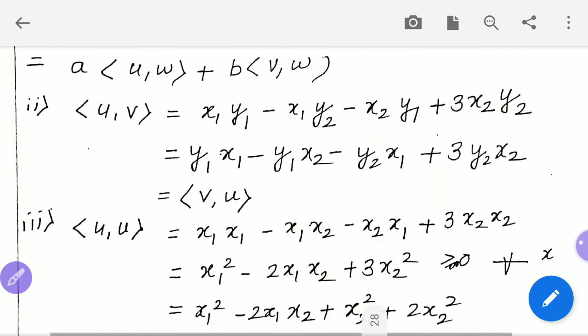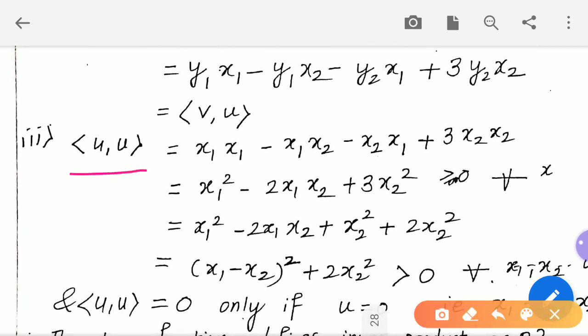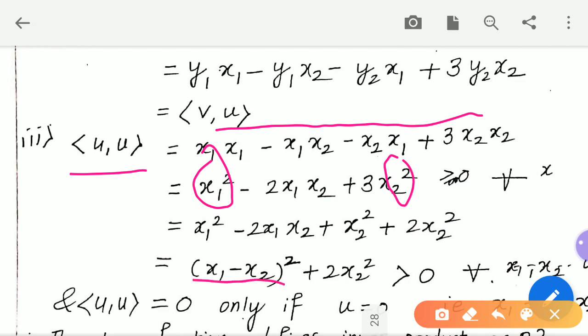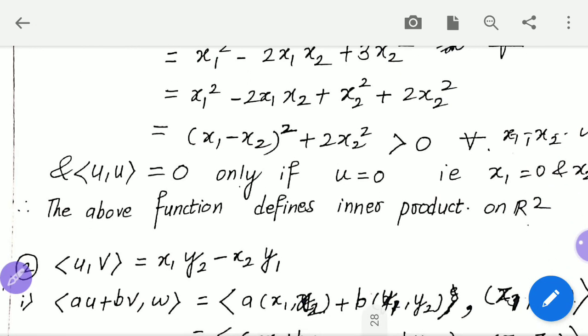Now the last property, we need to check whether the product of u with u is greater than or equal to 0 or not. By using the given definition, if you take the product of u with itself, you get this quantity, which is always greater than or equal to 0, because x1 square is greater than or equal to 0, x2 square is also greater than or equal to 0, and furthermore we can write this as the square of the addition of two squares, and squares are always non-negative, hence the product is non-negative. And this is equal to 0 if and only if u is equal to 0. So the third condition also is satisfied, hence the above product defines an inner product on R2.